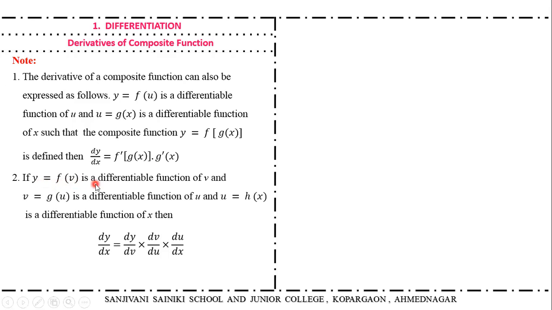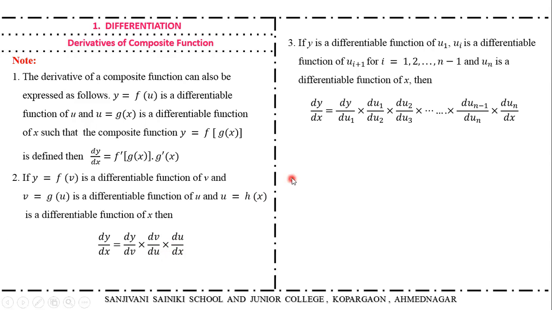If y is equal to f of v is a differentiable function of v, and v is equal to g of u is a differentiable function of u, and u is equal to h of x is a differentiable function of x, that means we are going deeper and deeper. Initially y is a function of only u and u is a function of x. Here y is a function of v, v is a function of u, and u is a function of x. So there is a chain. We cannot directly differentiate y with respect to x, so we have to differentiate y with respect to v, then v with respect to u, and then u with respect to x.